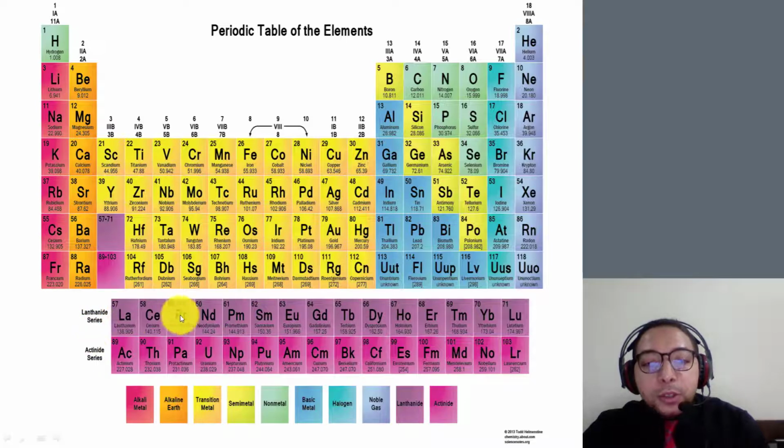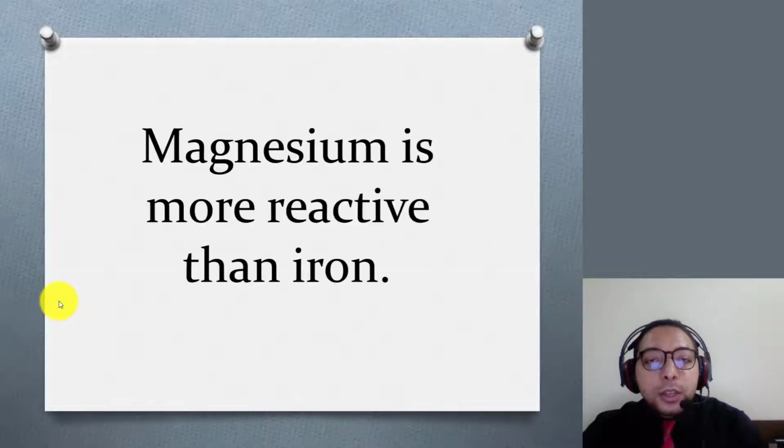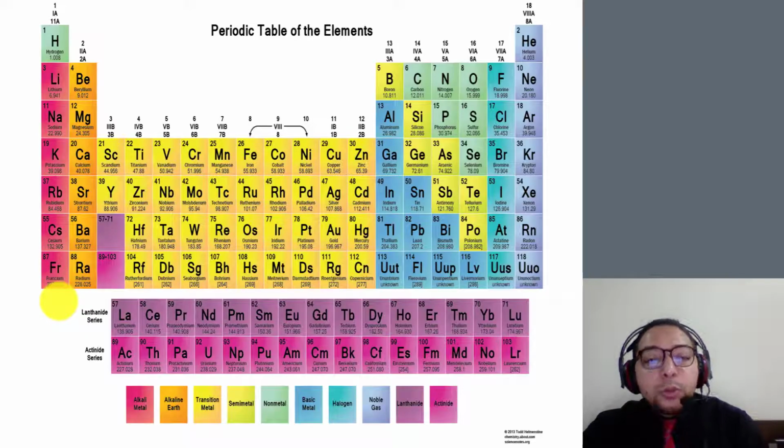Lanthanides and actinides, these elements should belong over here, but so that the periodic table doesn't have an improper shape, they have extracted all of these elements and placed them underneath the periodic table. So this place is for the lanthanides, and this place is for the actinides. You can see that this periodic table has different colors. I'm going to show you the color coding for these elements, because by understanding the color coding, you're going to know why we are talking about the reactivities.